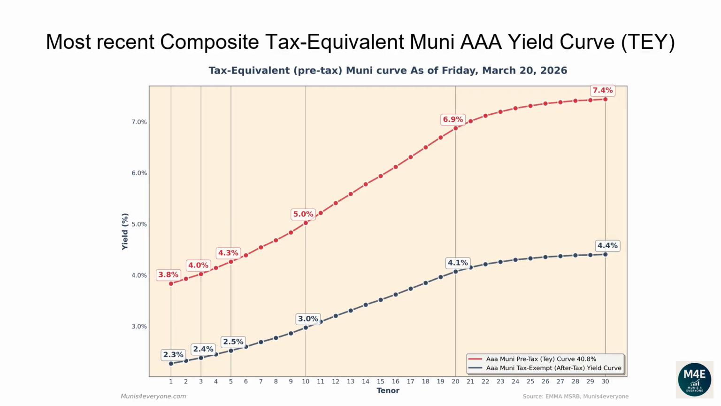The two-year tax-equivalent yield is 3.93%. The 5-year tax-equivalent yield is 4.26%. The 10-year tax-equivalent yield is 5.02%. The 20-year tax-equivalent yield is 6.87%. The 30-year tax-equivalent yield is 7.44%.